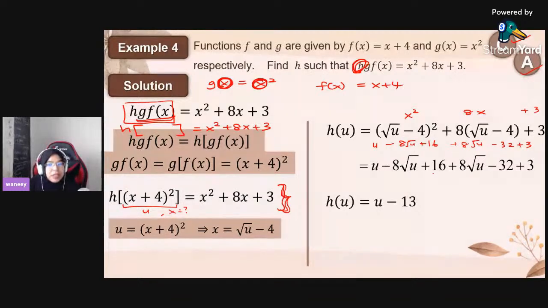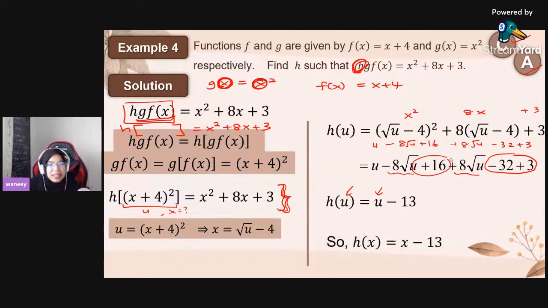Okay, so these two will cancel out. So we only have 16 minus 32 plus 3, and then u minus the answer. Okay, so h(u) is equal to u minus 13, but this one is in terms of u. So you have to go to the fifth step where we have to change them back to x. So h(x) is equal to x minus 13. So that's it for the composite function. And I think that's all.